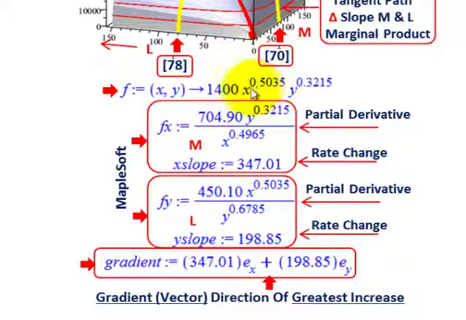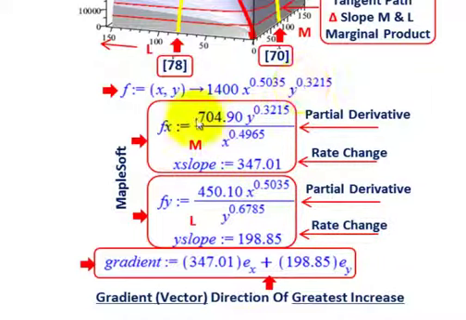So here's our production function. If we take our partial derivative in terms of material, or our x, material represents our x value. You just take the exponent of your x, or your material, and multiply it by your coefficient: exponent 0.5035 times 1400 gives you 704, and then you subtract 1 from that. Subtracting 1 from 0.5035 gives you x at 0.4956.